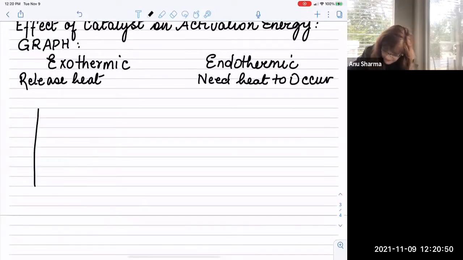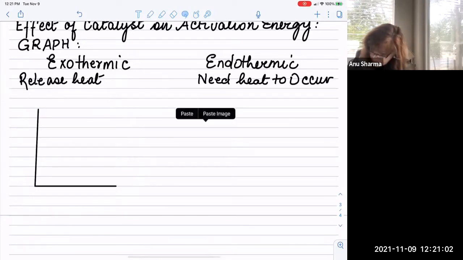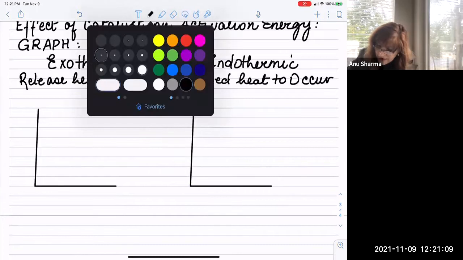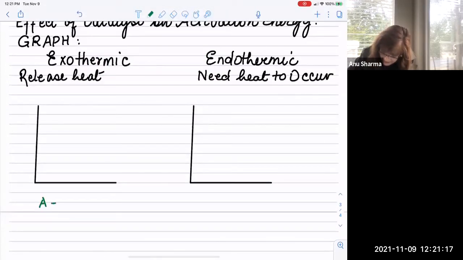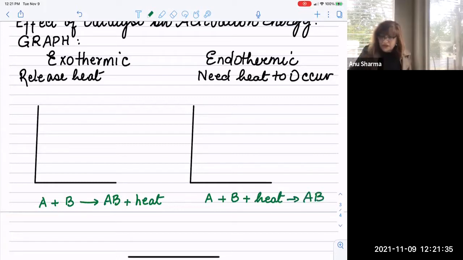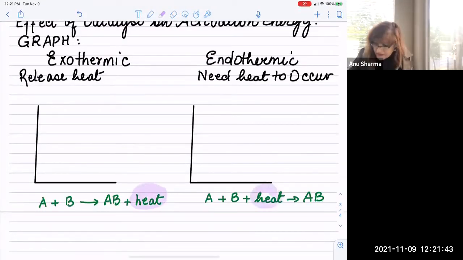So exothermic, and let's make this, because I want the same. So copy and paste. Okay. All right, good. Now we have, let us say, a reaction where you have A plus B. When they are heated, they form AB, but they release heat. In the endothermic case, you have A plus B plus you need to give heat in order to make AB. So that's the difference. Heat is a part of the product here, but here the heat is a part of the reactant.